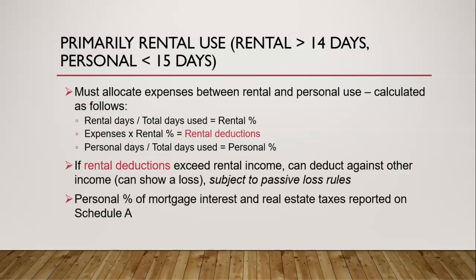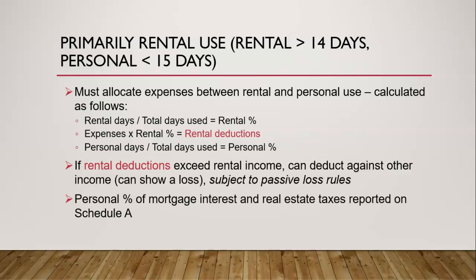Let's take a look at category 2. This is the primarily rental use. So the rental section is more than 2 weeks. The personal section is less than 2 weeks. So in this case, we need to allocate the expenses between the rental part and the personal use. And we calculate this as follows.